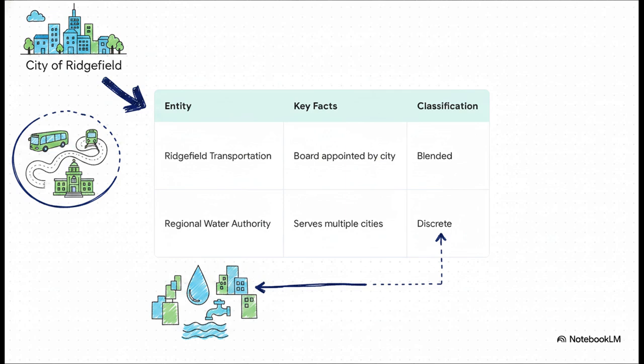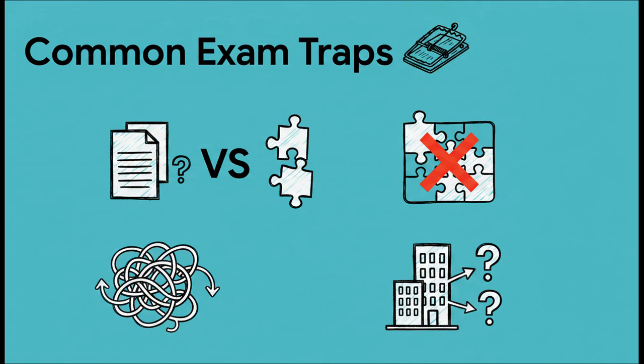Now look at the Regional Water Authority. The city has some say, but it serves multiple cities. Because it doesn't primarily serve Ridgefield, it fails the blending test and has to be presented discretely in its own separate column. And these examples point us right to the traps you'll see on the exam.